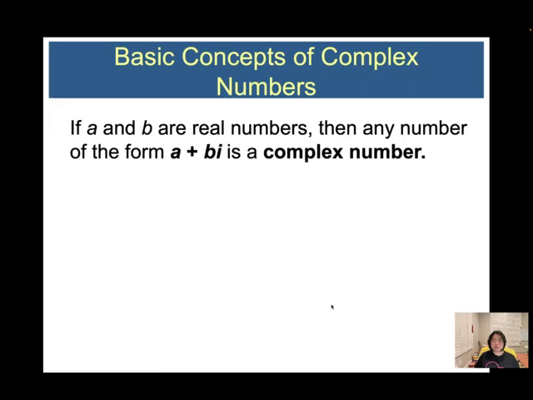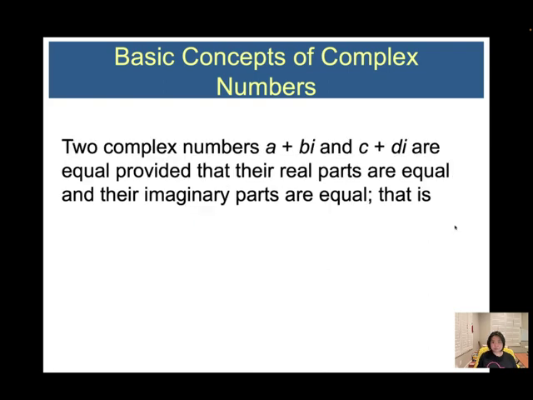If a and b are real numbers, then any number of the form a plus bi is a complex number. For a plus bi, the a is the real part, and the b is the imaginary part. Two complex numbers, a plus bi and c plus di, are equal provided that their real parts are equal and their imaginary parts are equal.